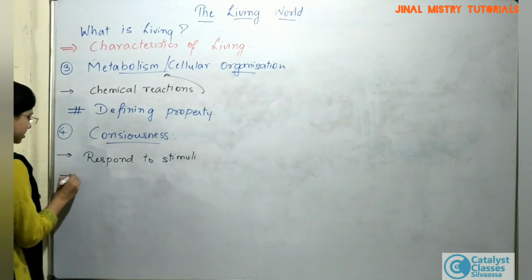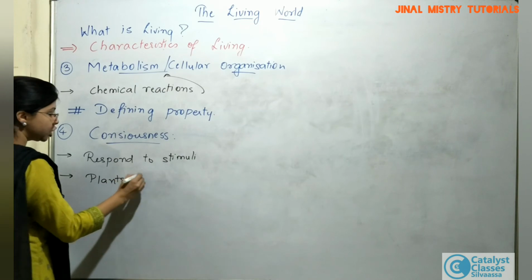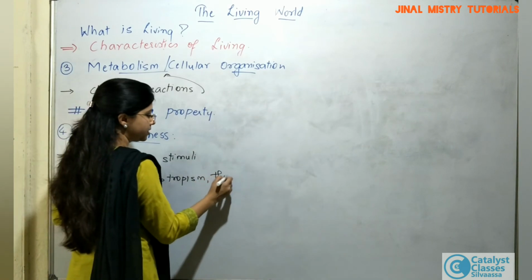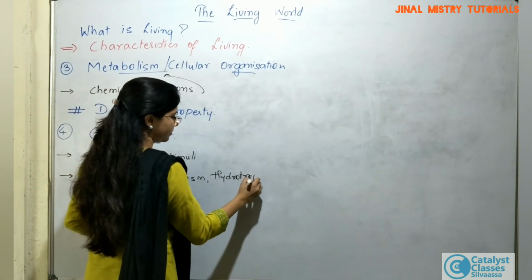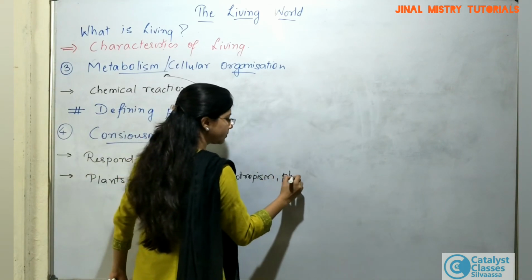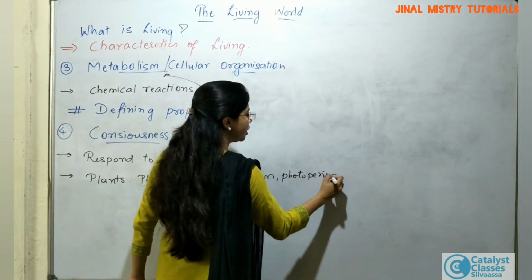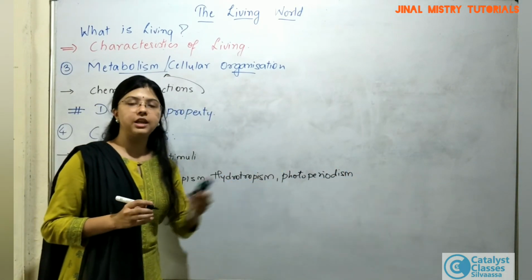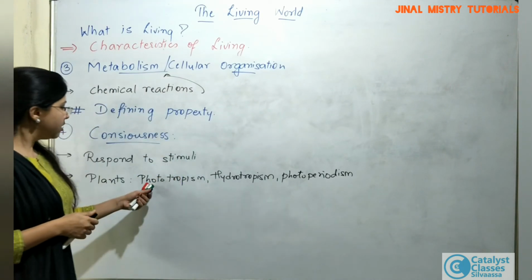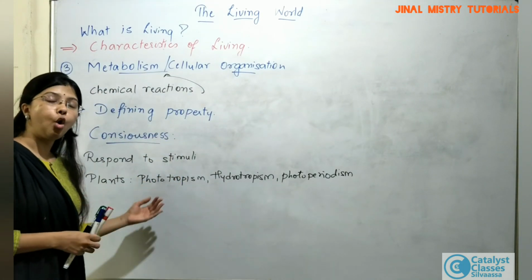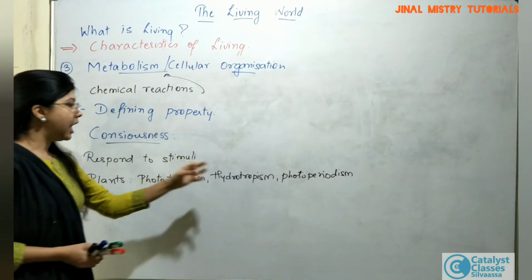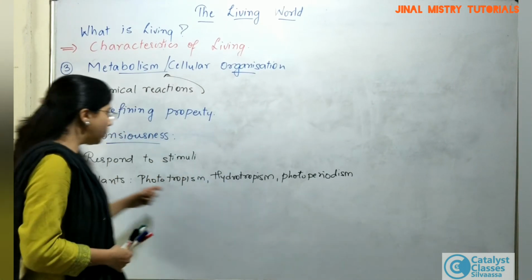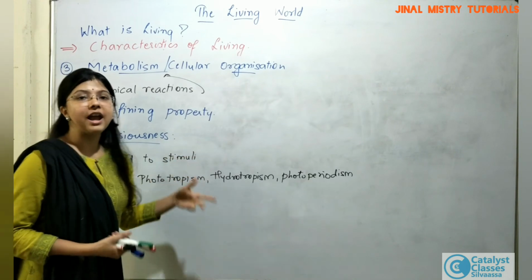If you talk about plants, they do respond. How? They show the phenomenon of phototropism, hydrotropism, they show photoperiodism. So what exactly is happening in all these processes? Basically, the plant is responding to a particular change in the environment. Like in case of phototropism, the plant is going to grow towards light. In hydrotropism, the roots are going to grow towards the soil when water is supplied to it. So plants do have the ability to respond, as well as animals.